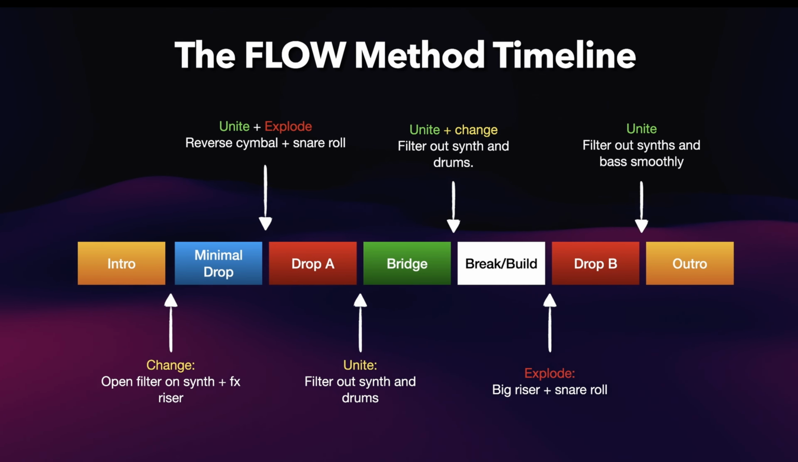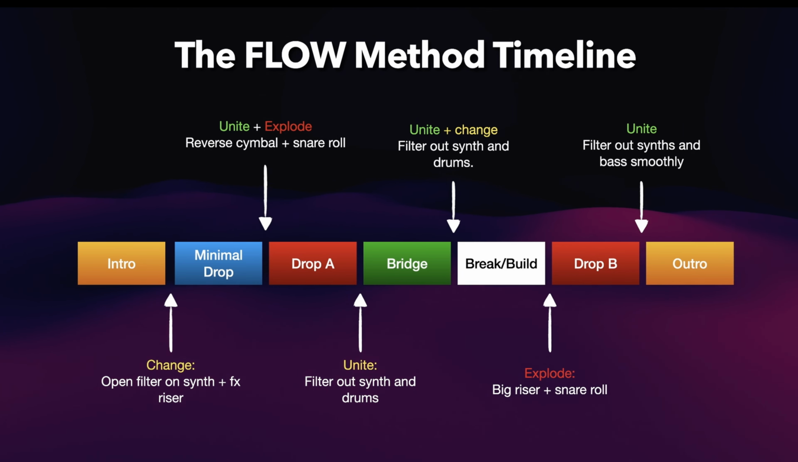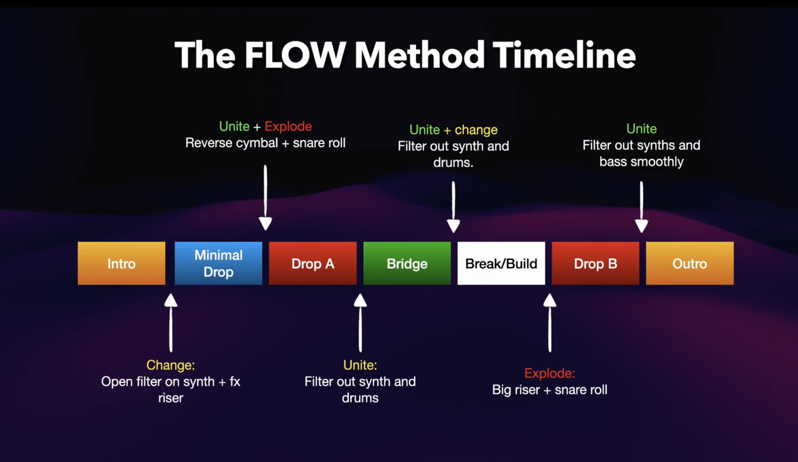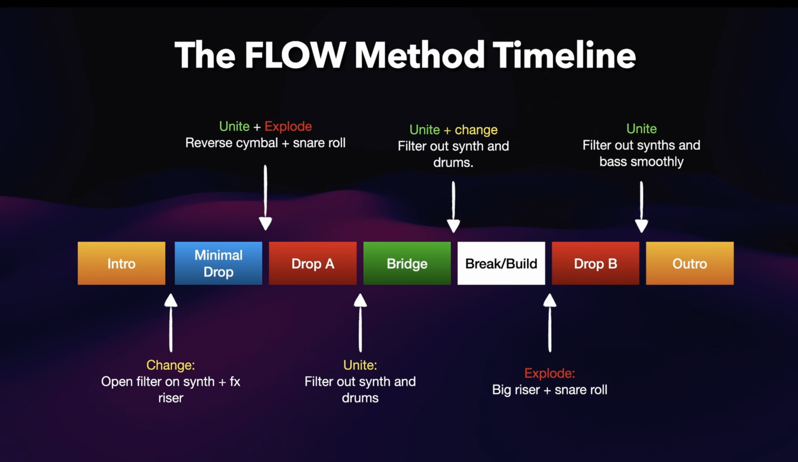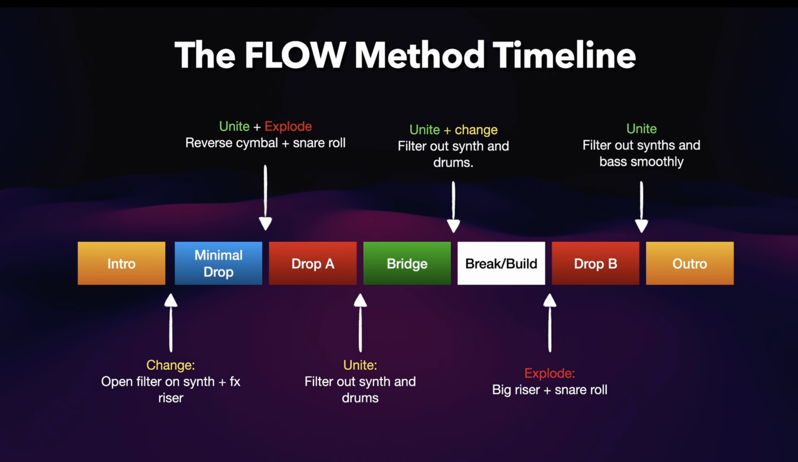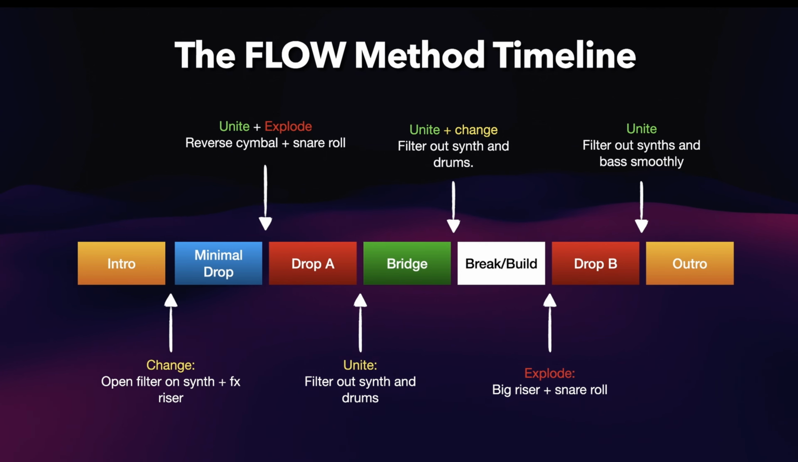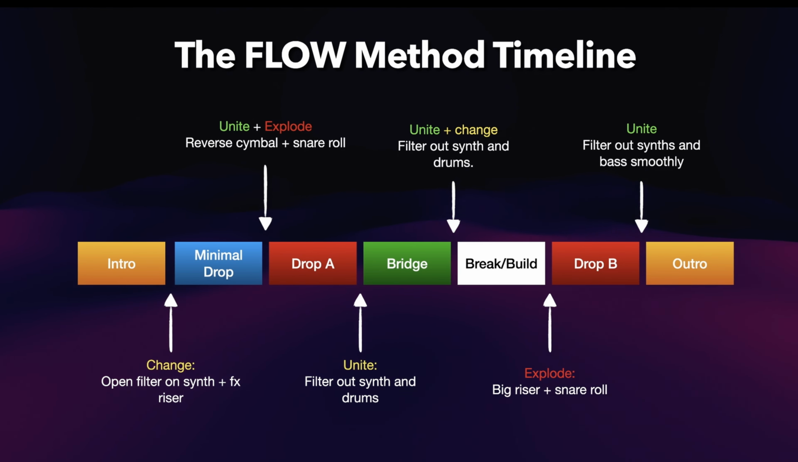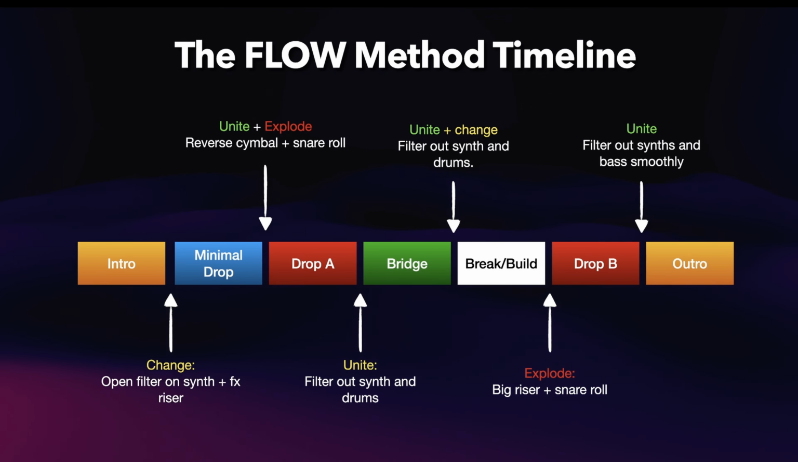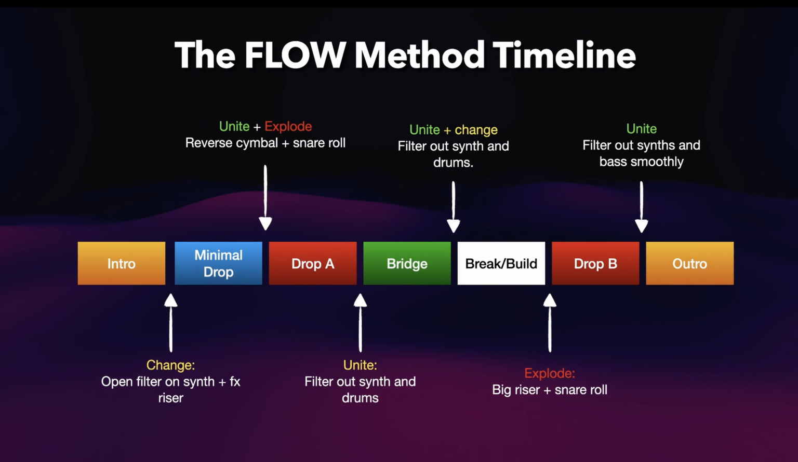Here's a flow method timeline. When you're transitioning from intro to minimal drop, you want to have some sort of a change. So open filter on synth plus FX riser. From the minimal drop to the drop A, here we can go with unite and explode because the energy increases. So maybe a reverse cymbal and snare roll. For the drop A and bridge, it's going to be unite. There shouldn't be a lot of contrast between those 2 sections.